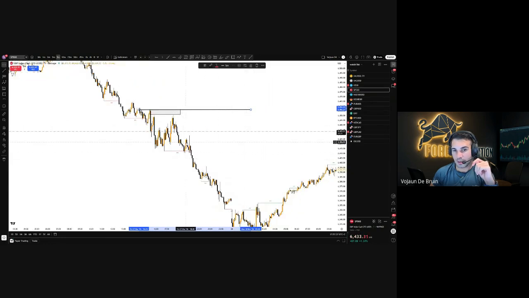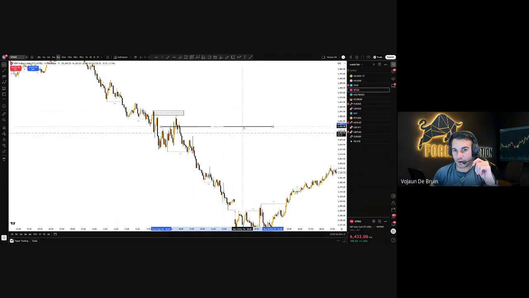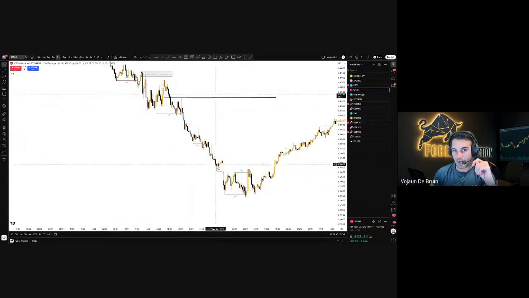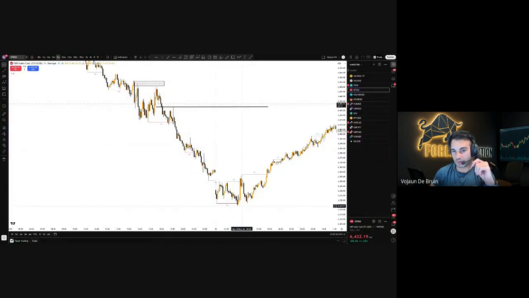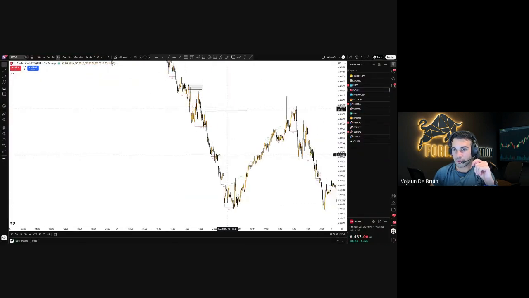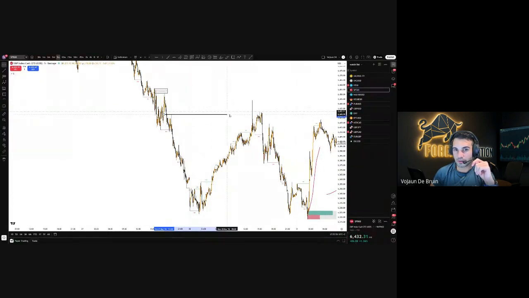Here we can see liquidity was taken. Right, now this moves there. Now we carry on. I'm not too bothered about up there. I'm now only focused from this level down. Where will price return to? Look at this.